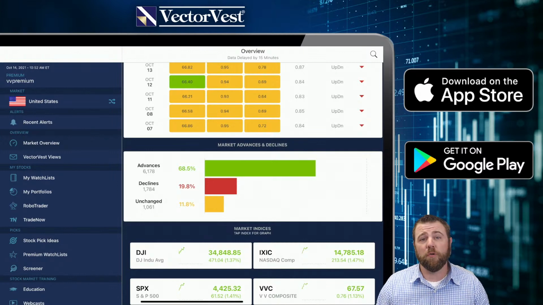What we're looking for when we look at the advance declines on a daily basis is a 2-to-1 bias at minimum. So if the market's moving higher like it is now, we want to see twice as many stocks moving up than moving down. And right now, about 69% of stocks are moving higher, about 20% of stocks are moving lower, clearly over that 2-to-1 ratio, closer to the 3-to-1 ratio.